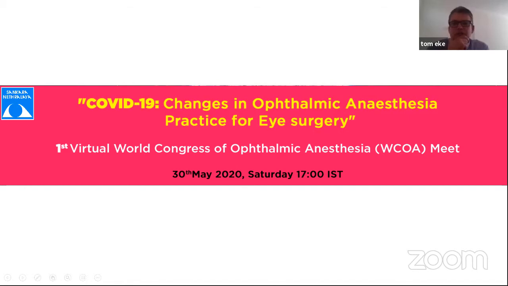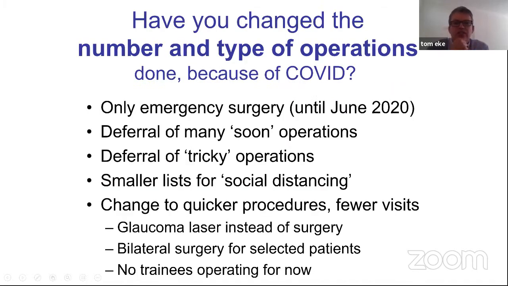Yes, a bit similar to what Girish was saying. We started out doing only emergency cases. At the moment, we should be reopening on Monday, the first of June, but we're still deferring quite a lot of the soon operations. And if an operation is likely to be difficult, for example if we're at high risk of dropping the nucleus, we'd like to defer that for another few weeks, because we need to limit not only the number of patients coming into the operating suite, but also we're very limited on the number of patients we're allowed to bring back to the clinic for post-op checks.